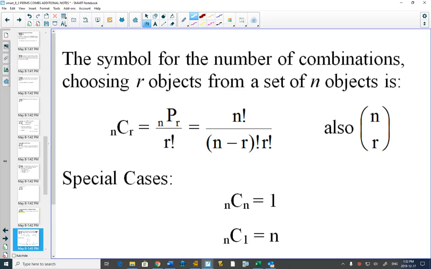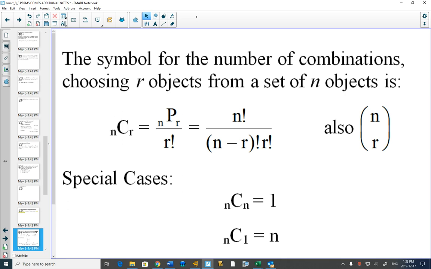You have some special cases. Here we go, nCn. If you have 52 cards, and the order doesn't matter, and I say, pick them all, how many ways can that be done? It's one way. It's not like I got a different deck of cards now because I mixed them up. You have 52 cards, you choose them all, there is only one way to do that.